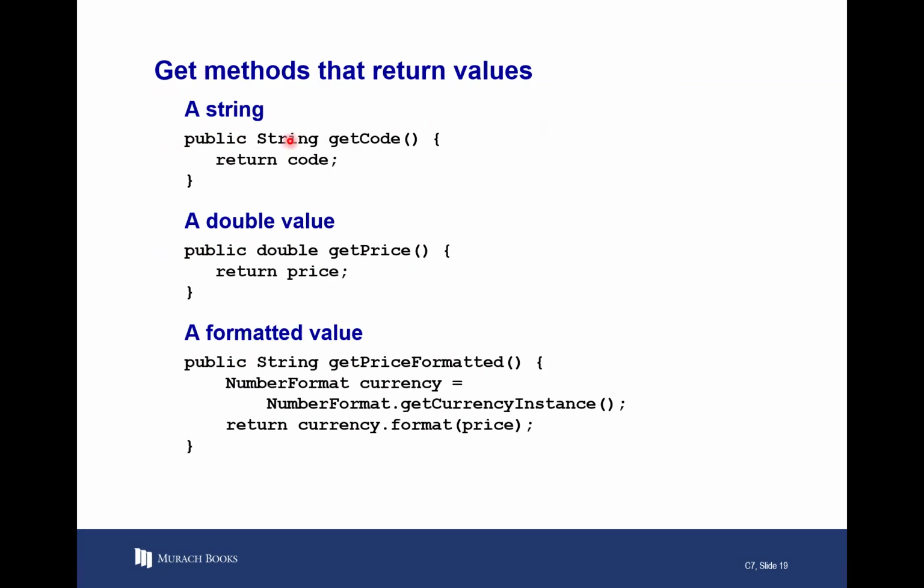This is a string, which is returning a string. The return type is string. It's public in nature, get code. So you will just pass return code and the string value would be returned. Public double get price. Nothing is passed over here because you are retrieving and you are just returning that specific value that you have assigned. This is a formatted value method, which is once again public in nature. It returns string values. It just gives you certain examples.